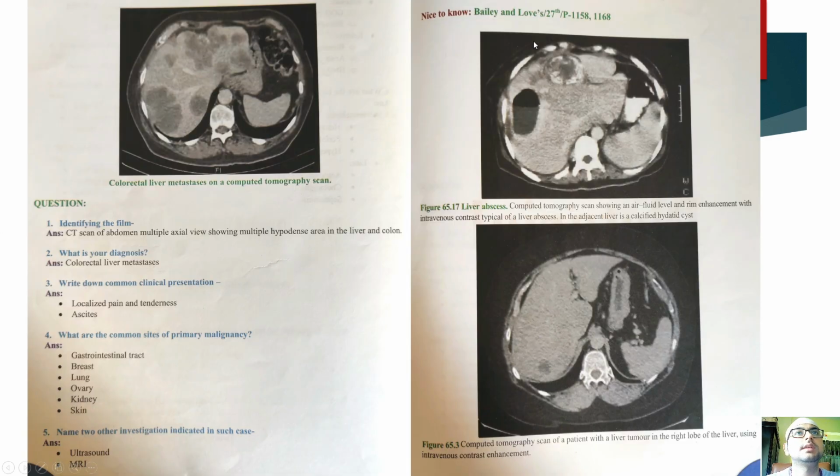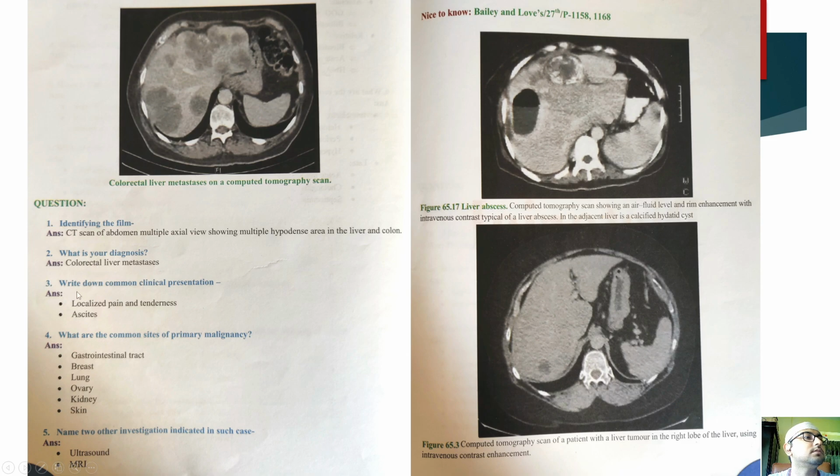Here this is the CT scan. This CT scan is taken from a textbook, I think. You can see colorectal liver metastasis on computed tomography scan. Here you can see there are some multiple black areas in the liver. This is the liver area. So this is the metastatic malignancy. Okay. So CT scan of the abdomen with multiple axial views. You can see multiple axial views showing multiple hypodense areas in the liver and colon.